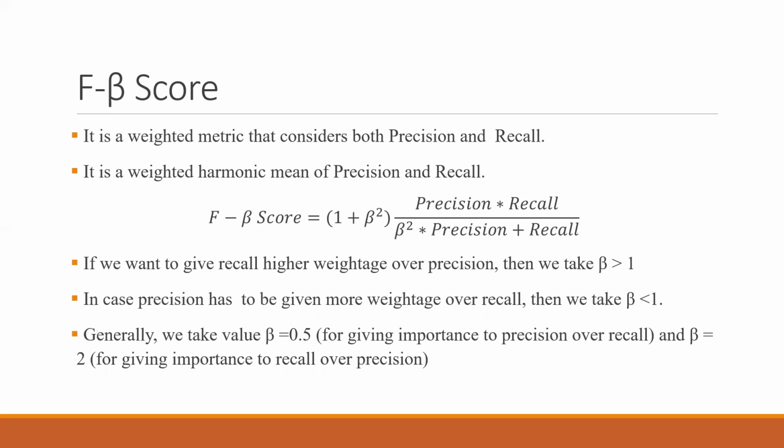So this can be mathematically solved on your end. You can check it by putting multiple values to see how they affect each other. But generally we take the value of beta 0.5 for giving more importance to precision, and beta equal to 2. So it can be any number. It can be 0.4, it can be 0.7, and even for beta greater than 1, it can be 1.5 or 2.5 or 3. But generally 0.5 and 2 are used in practice.